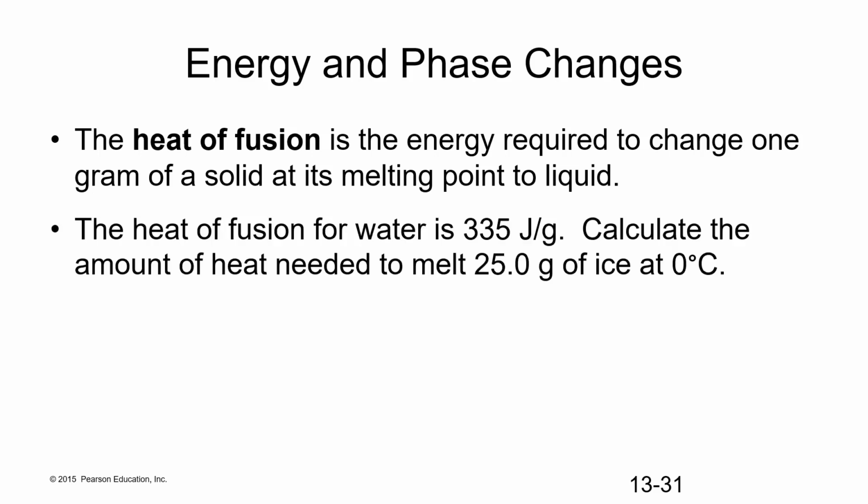The heat of fusion for water is 335 joules per gram. Calculate the amount of heat needed to melt 25 grams of ice. Well, you would take 25 grams times the 335 joules over 1 gram, and that gives us 8,380 joules.